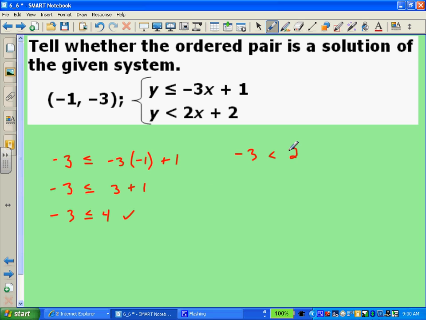-3 less than 2 times -1 plus 2. So that would be -3 less than -2 plus 2, which is 0. So -3 less than 0, that's also true. So then we have yes, this would be a solution. So it has to be true for both in order for it to be yes, otherwise it's no.